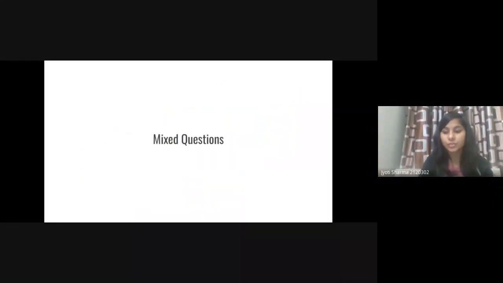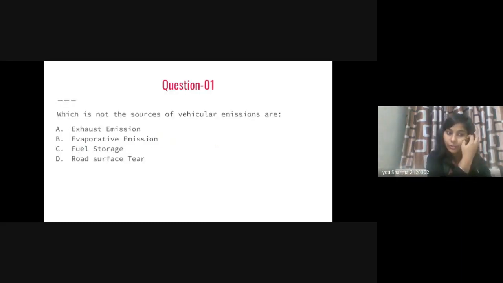Okay, there are some mixed questions. Remote sensing part is done and different inventories we have covered. So there are some questions like, which is not the source of vehicular emission? Exhaust, evaporative, fuel storage, road surface tear.